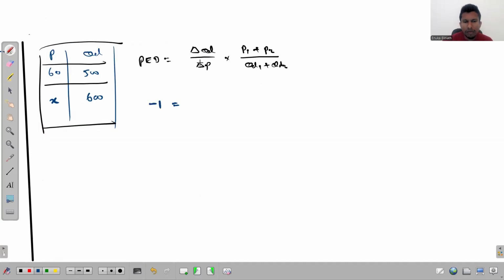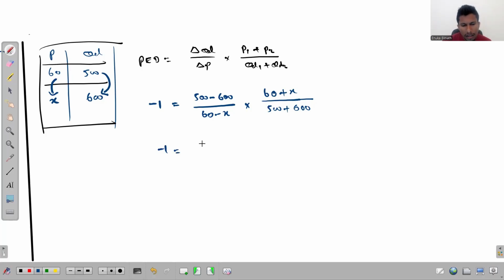So let me write this: -1 equals delta QD, let's say that's 500 minus 600, over delta P. See, I took 500 minus 600 this way, so for the other one we also need to take it the same way, 60 minus x. So I write 60 minus x multiplied by price 1. The first price given is 60. The second price given is x, over QD1 is 500 and QD2 is 600. That is 600.